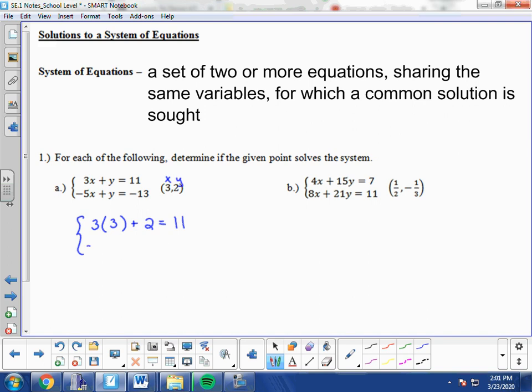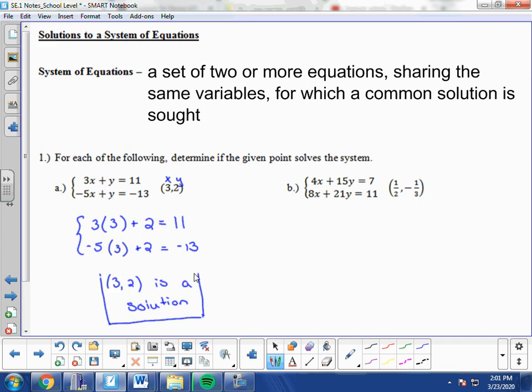Now if I do the second equation, negative 5 times 3 plus 2. Negative 5 times 3 is negative 15, plus 2 is negative 13, and this checks out. So (3, 2), this coordinate pair, is a solution. We could also check this using the graphing calculator. You could type in the computation that I have written out here. If you can't do that in your head, that's okay. You can type this into the calculator and see that this would be equal. And so we would have a solution here.